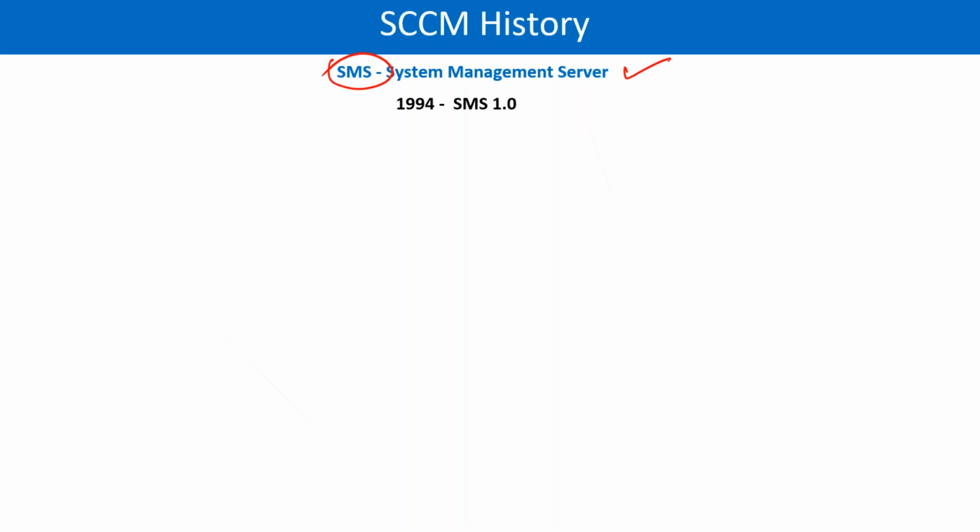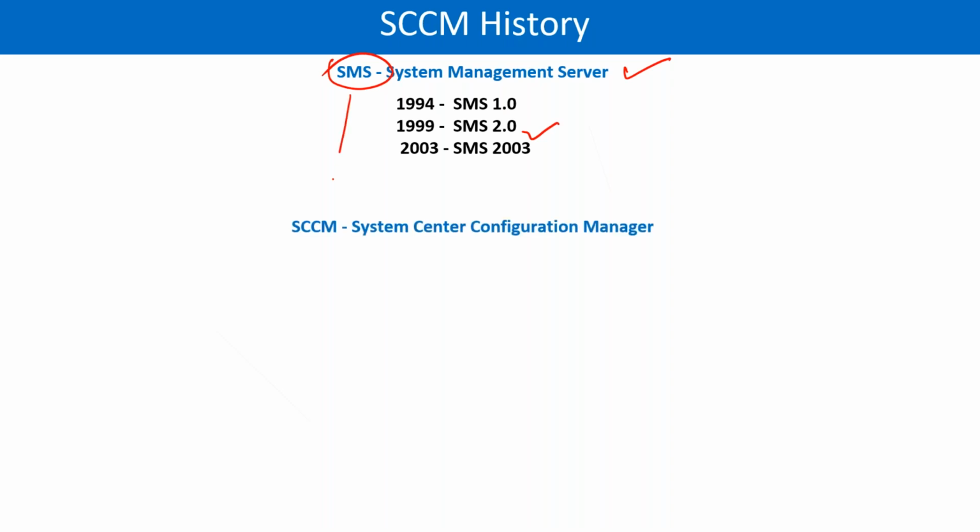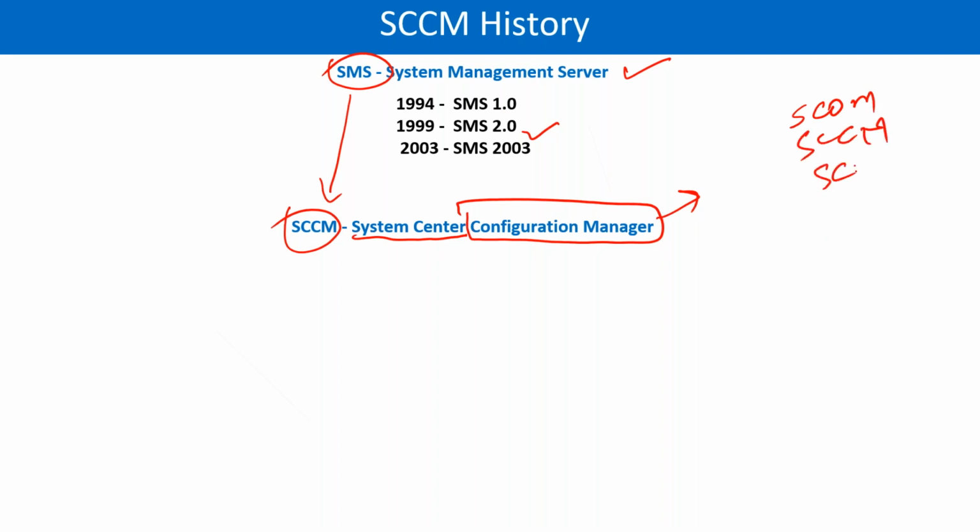Now this was released in the year 1994. Then in the year 1999, a new version of SMS was released, 2.0, then SMS 2003. Then Microsoft changed the name from SMS to SCCM in the year 2007. System Center is a family name, like an umbrella, and inside that you have Config Manager as one of the products. You have multiple other products in System Center, like SCOM, SCCM, SCVM, SCSM. There are multiple products which come under the System Center umbrella. So SCCM is one of the products inside System Center.